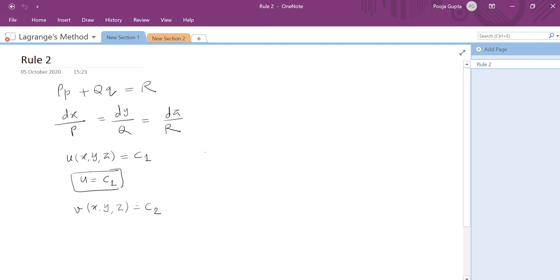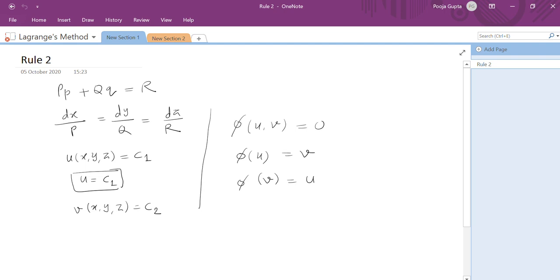Then our general integral will be phi(u,v) = 0, or you can also write it in the form phi(u) = v, or phi(v) = u. You can write it like any of these three. Your solution will be in any of these three forms.